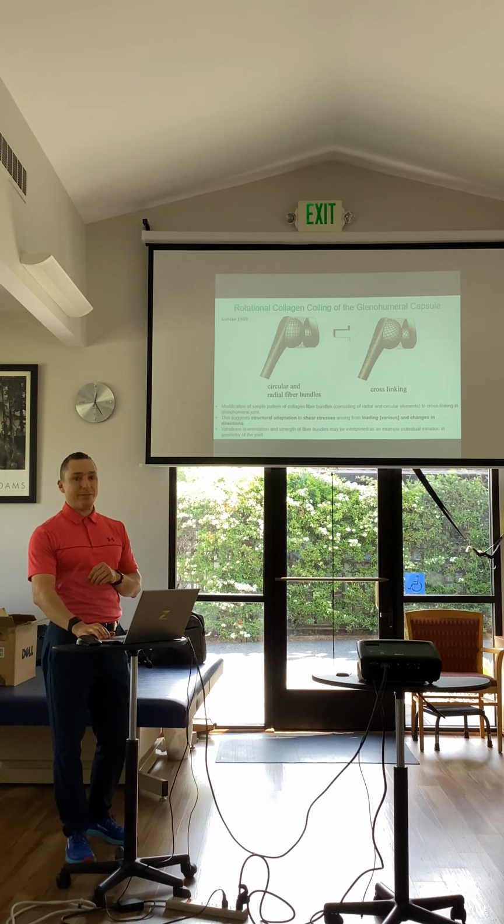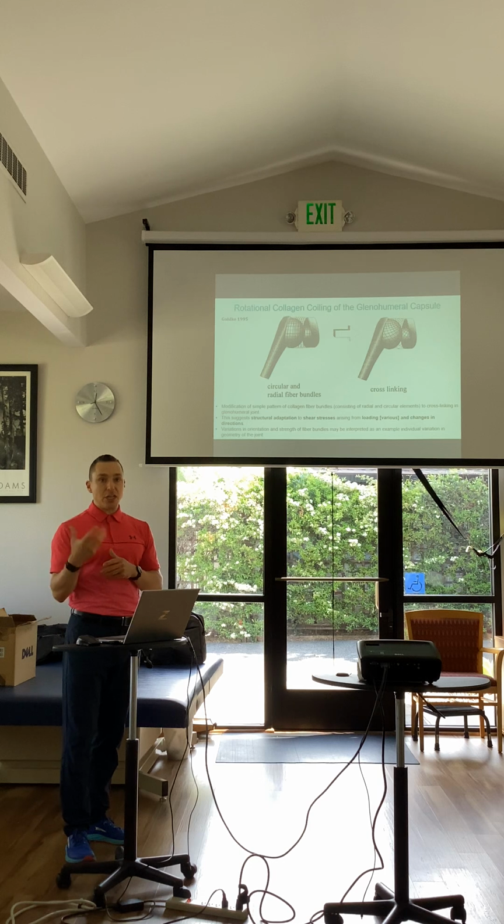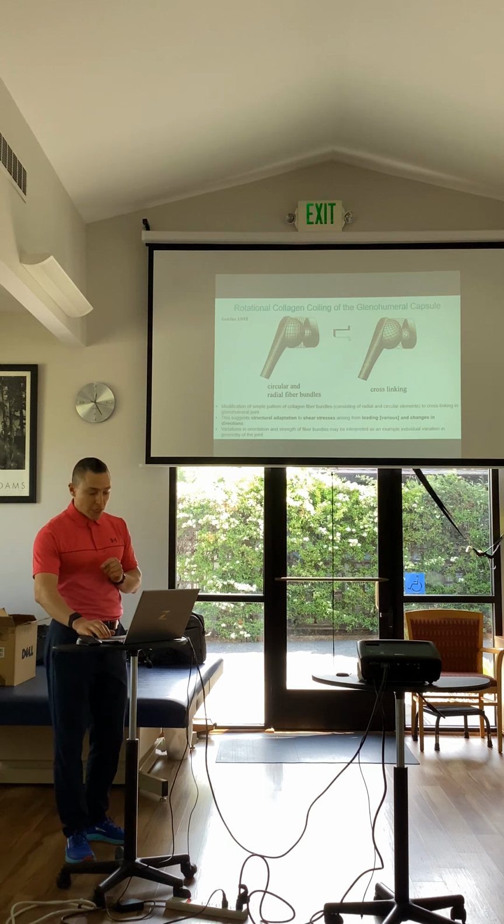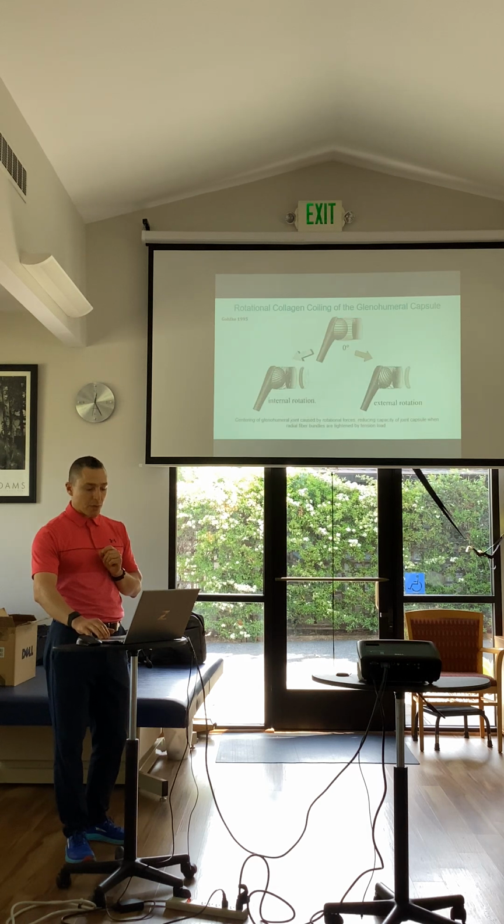This is 95, right? They were talking about the complexity of the structure of the joint capsule, that when you add various loading and changes of direction into the joint capsule, what particularly helps with this is rotation. And I'll give you that example in a moment. The variations of orientation and strength of fiber bundles may be interpreted as an example of individual variations to the geometry of the joint and how someone has used that joint.